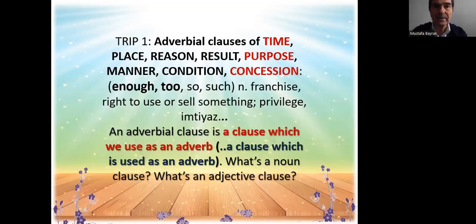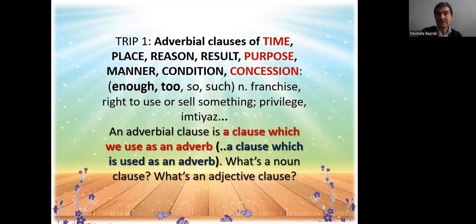Now, this is our trip 1. Lesson 1, trip 1. Adverbial clause of time, first of all, and then place, reason, result, purpose, manner, condition with if, concession with enough to. Concession means franchise, a right to use or to sell something, a privilege. We will understand it better while practicing the dialogues.